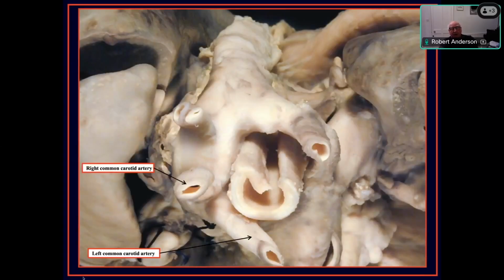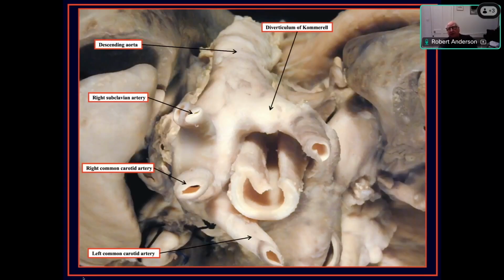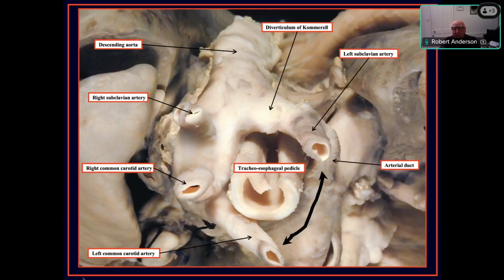We have a dominant right arch, which gives rise to the right common carotid and right subclavian artery, and continues as the descending aorta. And then we see the dorsal component of the left arch, giving us the diverticulum of Komarov, and then the left subclavian artery. In fact, we've removed the esophagus now to take this picture, but with the arterial duct, we have a ring around the tracheo-esophageal pedicle. And there you see the space that would have been filled by the complete double arch.